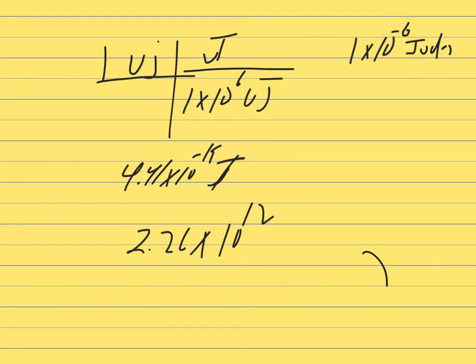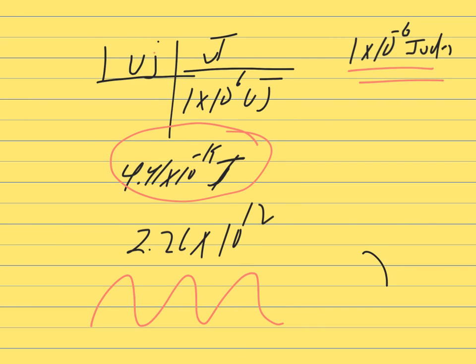In the last part, they want to know how many electrons can be removed. In order to remove an electron, it has to be struck by a photon. So I took 1 microjoule, found out how many joules that was, and each photon has this much energy. I did a proportion: if this much energy is for 1 photon, how many photons can you create with this much energy? I found it was 2.26 times 10 to the 12 photons, which means that many electrons can leave.